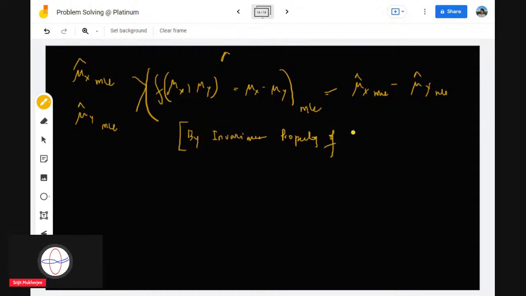Does it make sense, guys? Did you understand this? Therefore, you first need to find the MLE of mu x and mu y, and you can just subtract them. That will be the MLE of this, right? All of you understood this step?